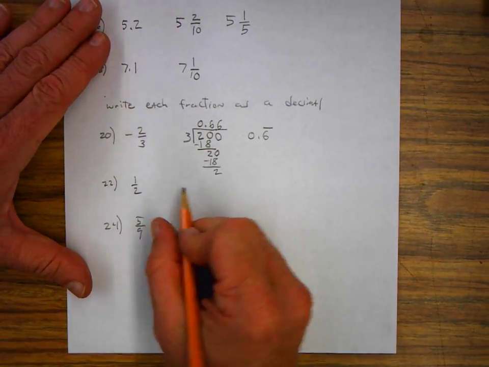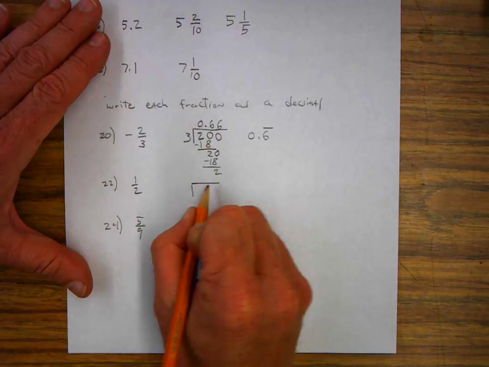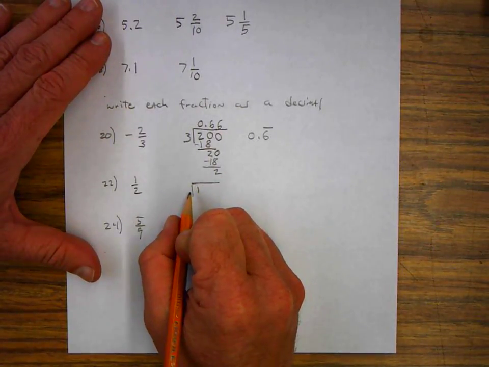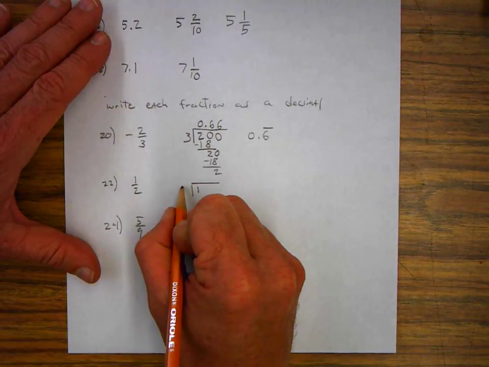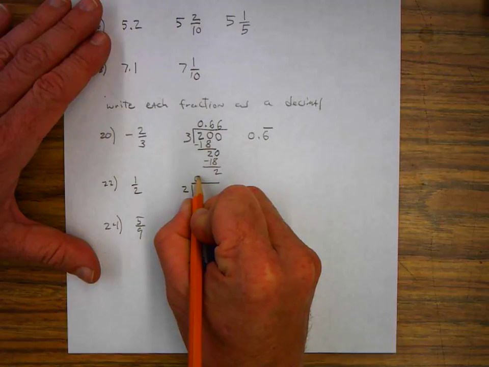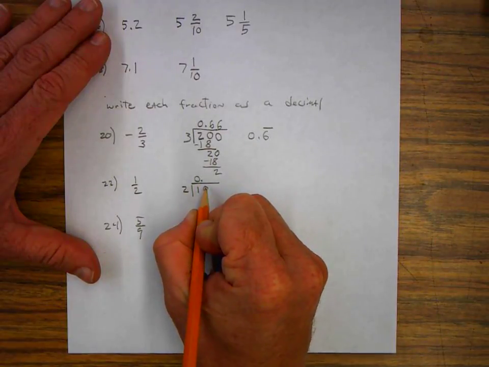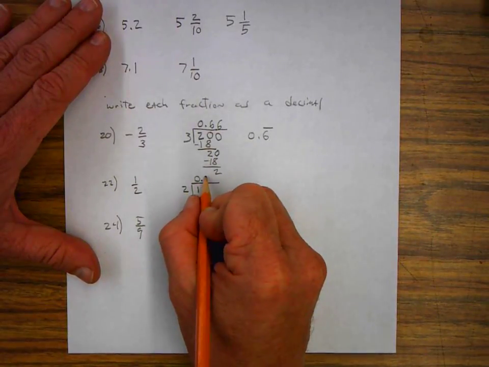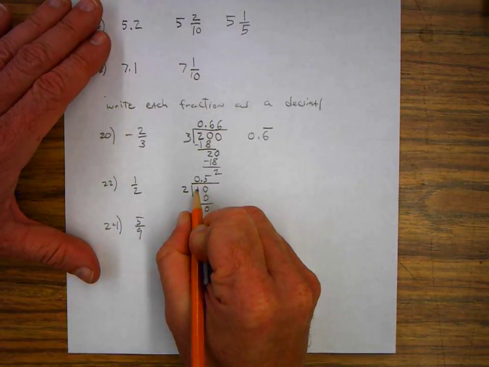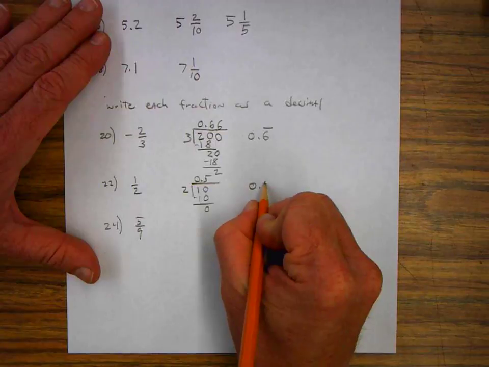On number 22, we have 1/2, and we know that the numerator 1 goes inside, and the denominator 2 goes on the outside. 2 does not go into 1, so I put 0, a decimal, add a 0. 2 times 5 is 10. We subtract and we're left with 0, so our answer is 0.5.